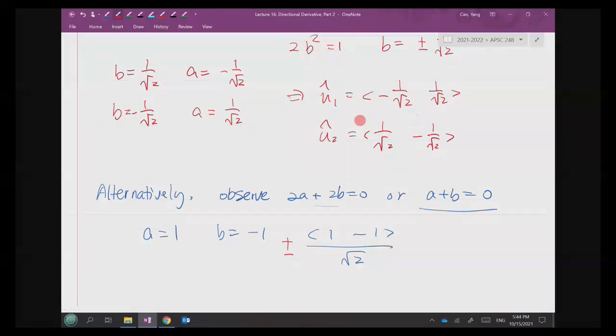Okay, so that's called observation. It especially works if you have a simple relationship presented like this. Observe it to give you a 0, and then normalize it, and you get the same results as this one.